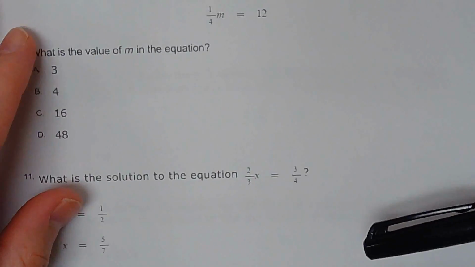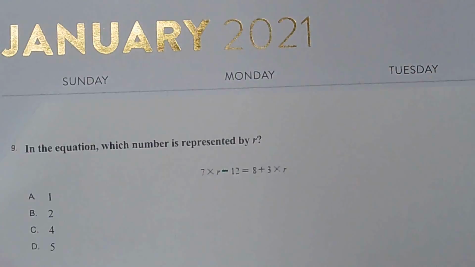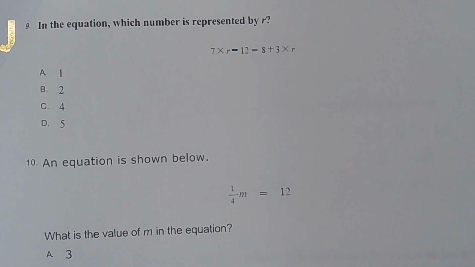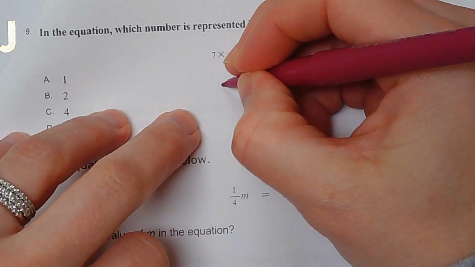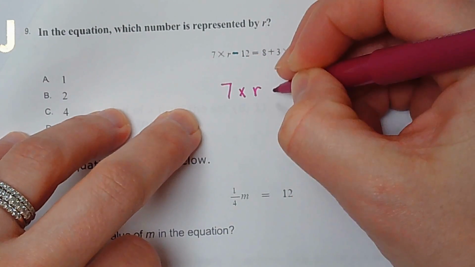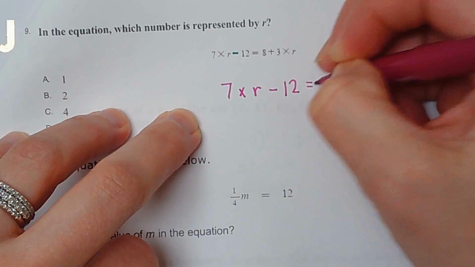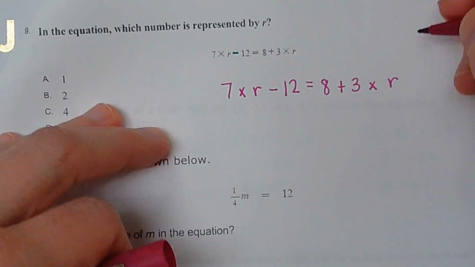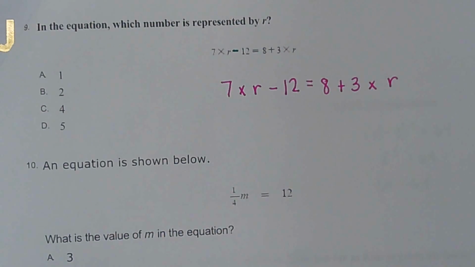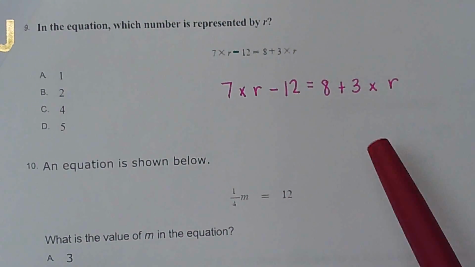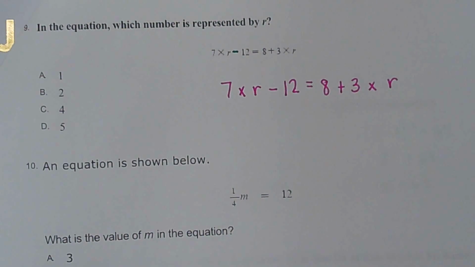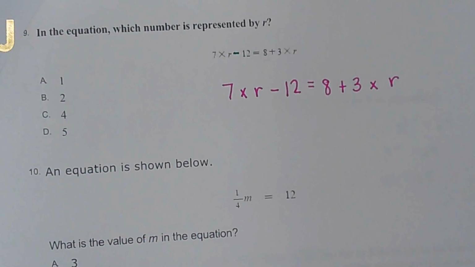So for this one, it says 7 times R minus 12 equals 8 plus 3 times R. So in other words, it's asking you, what number can we plug in for R that is going to work for both sides? So what you get over here is going to match what you get over here. It doesn't matter which one you start with. We just have to try all of them until one actually works.